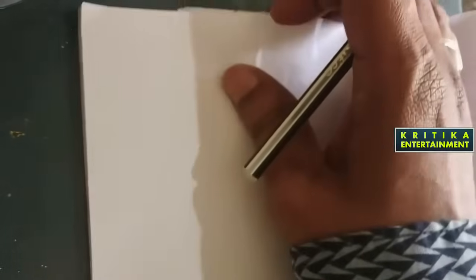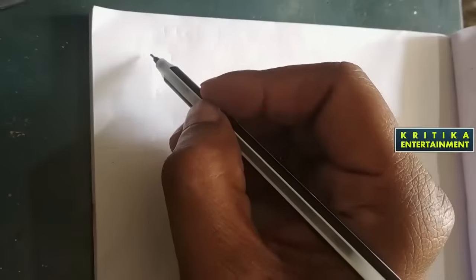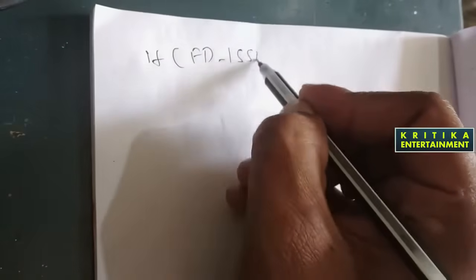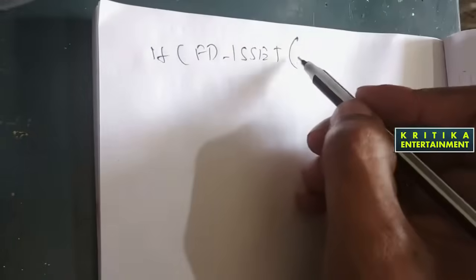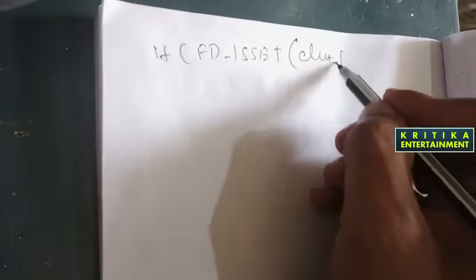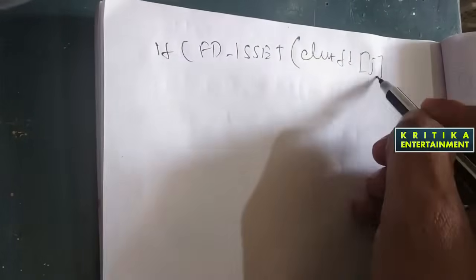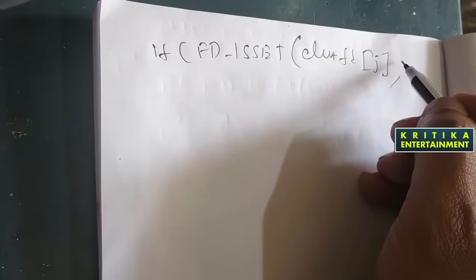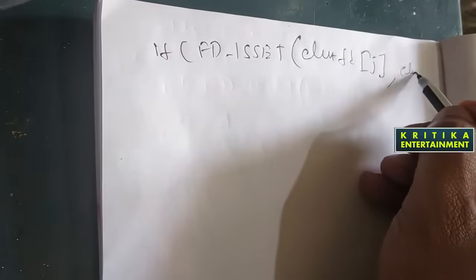Then what will we write here? Now I want to read the connection from the clients, because these are client FDs. So here we'll write if FD_ISSET, client FD[j]. Which FD will be checked? Now it should use the client FD, read FD.